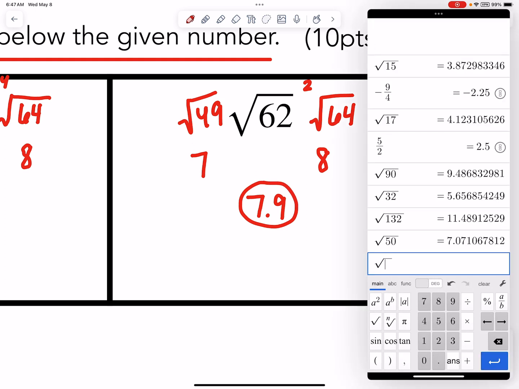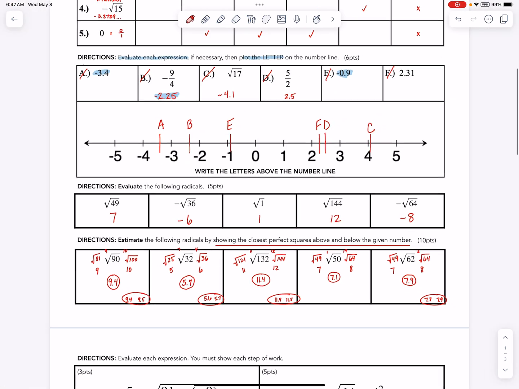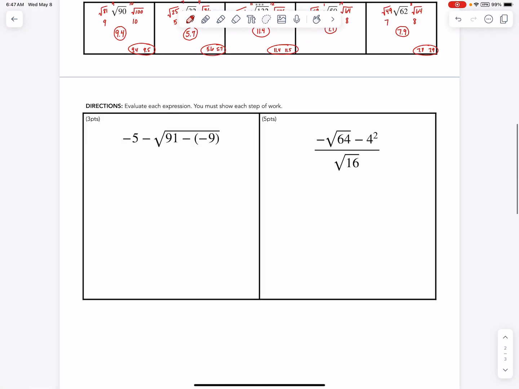Okay, and let's see, square root of 62, 7.87. Yep, so 7.8 or 7.9 would be acceptable for this one. Okay, so there you go. There's that page, and then you just have 2 problems on the back, which is order of operations.